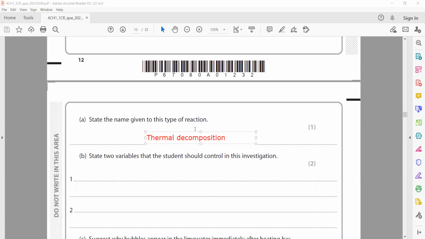State two variables that the student could control in this investigation. The two variables which should be the same for the experiment: we should take the same size of the marble chips or metal carbonate here, the same volume of the lime water, and the same source of heat should be used.